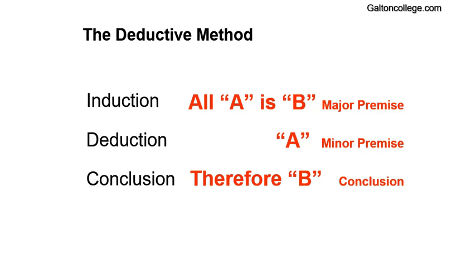We can only deduce if we've got a universal statement like all A is B. We call that a universal affirmative statement. All A is B. All, universal. We have deduced from it, given this minor premise, and we get the conclusion, therefore B.